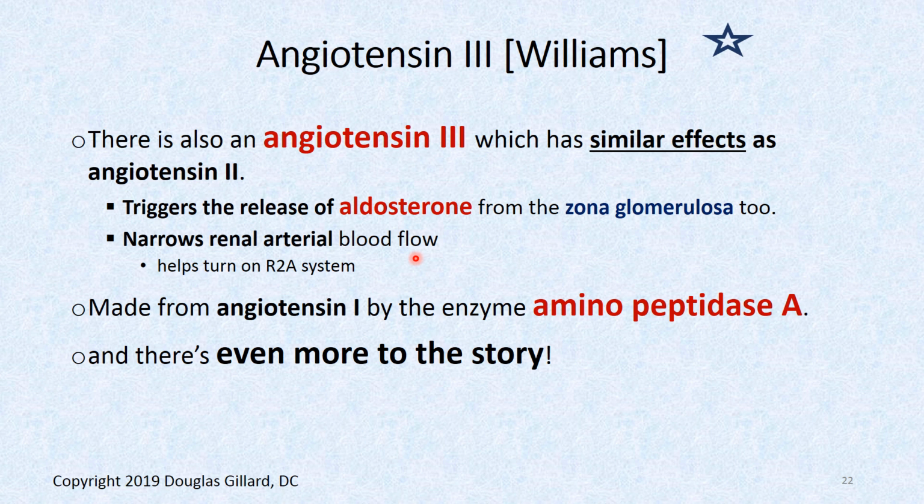There is an angiotensin III that has similar effects to angiotensin II, triggers the release of aldosterone, just like angiotensin II. We're kind of getting ahead there. It's a little bit different. It's not made by ACE. That was my bad there. It's made from angiotensin I. It's converted right into angiotensin III by an aminopeptidase, aminopeptidase A. One star. Am I probably going to ask this question? Probably not. It's probably not going to be asked.